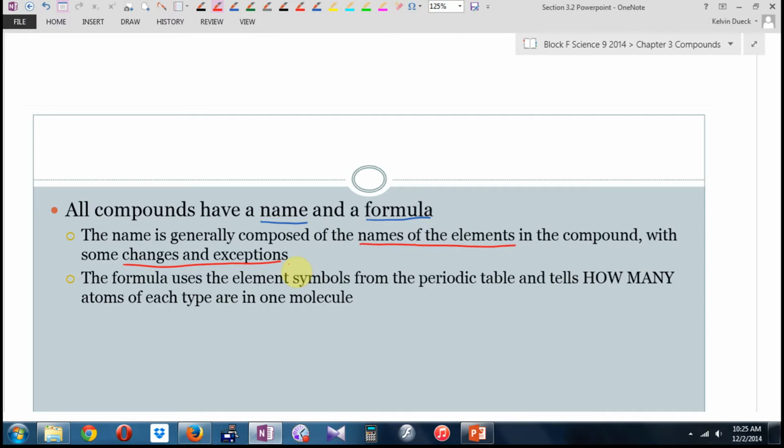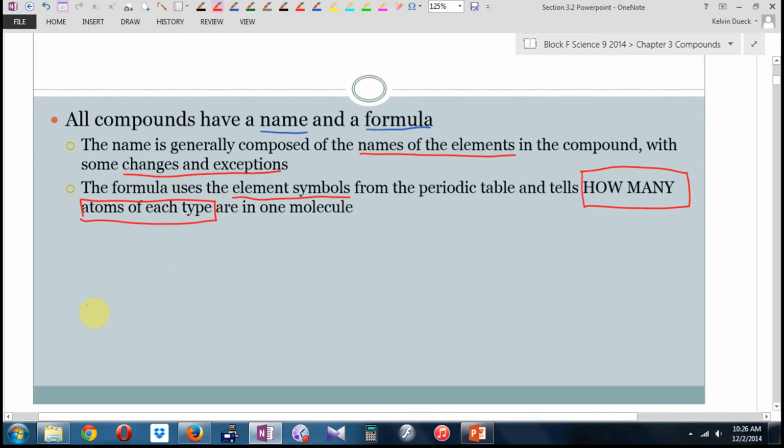The formula uses the symbols from the periodic table. And here's the key idea. It tells how many atoms of each type there are in one molecule. The formula tells you lots of information. I like the formula better because it's less writing and has more information. But the name is how we have to read the formula. Okay?